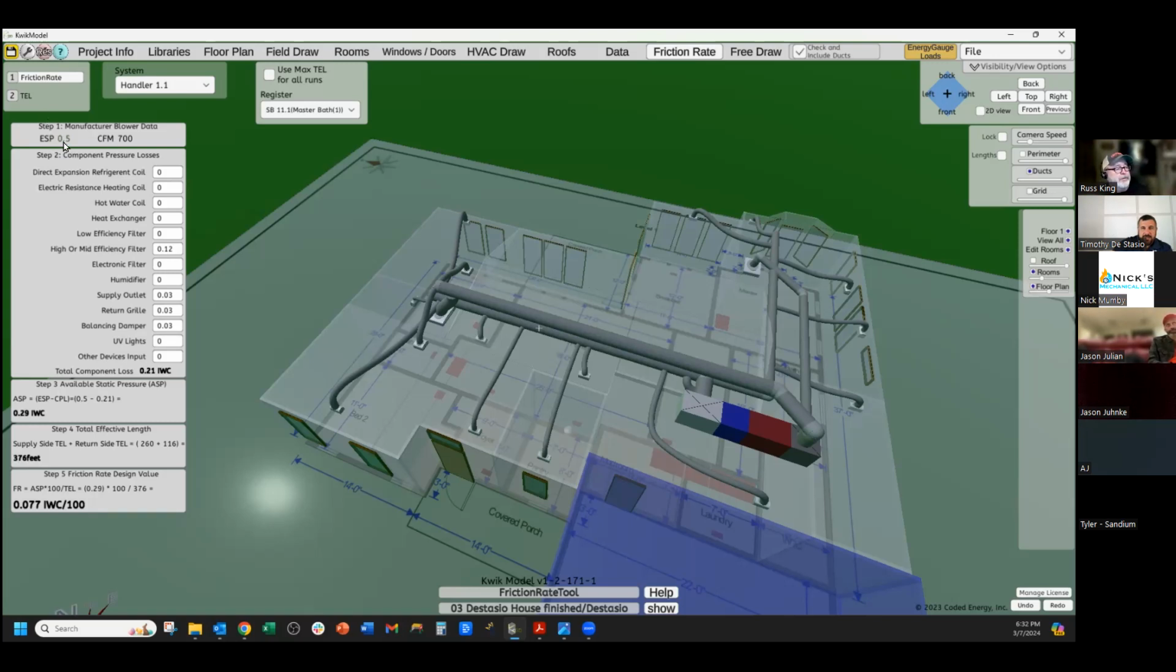So you start off with your external static pressure of 0.5. You're trying to move 700 CFM. So the whole point of this is to design a duct system that's not going to exceed a static pressure of 0.5, so that you get your 700 CFM.